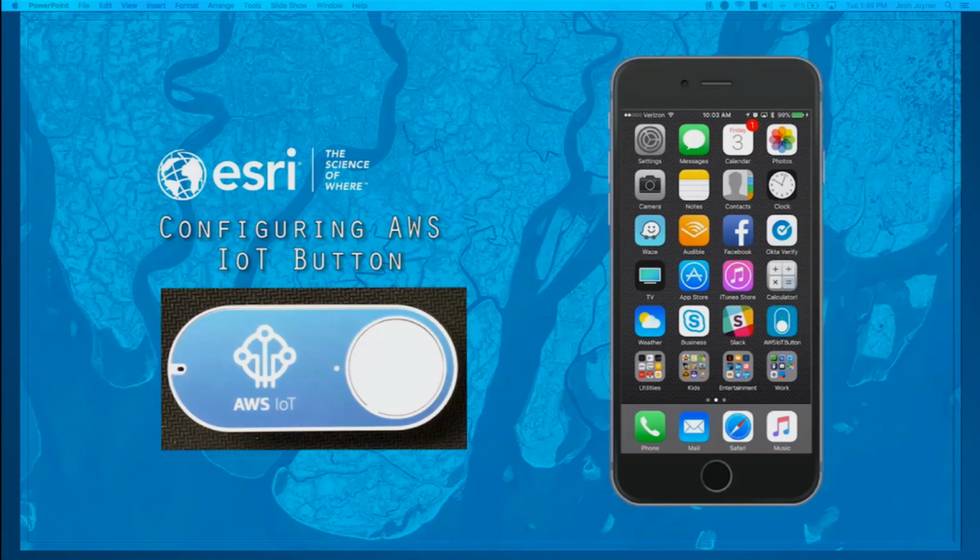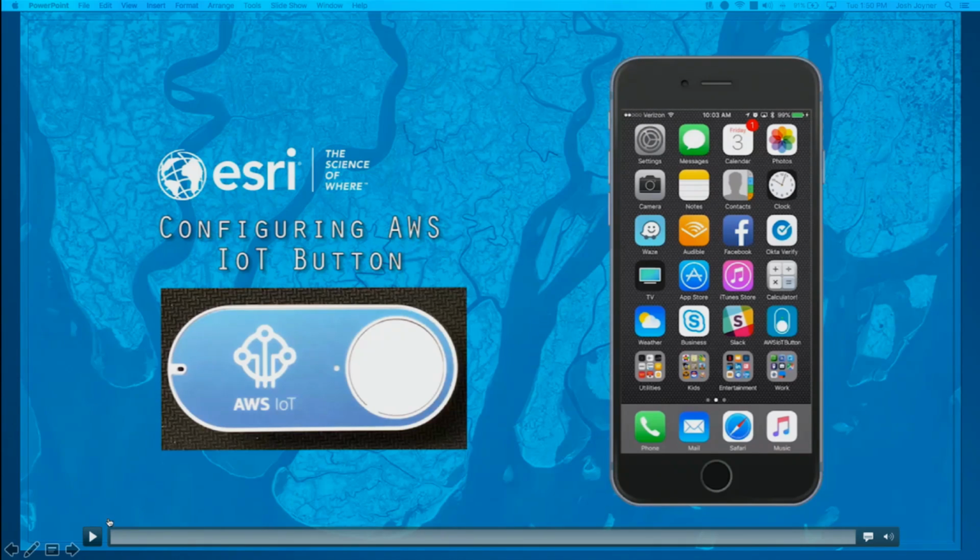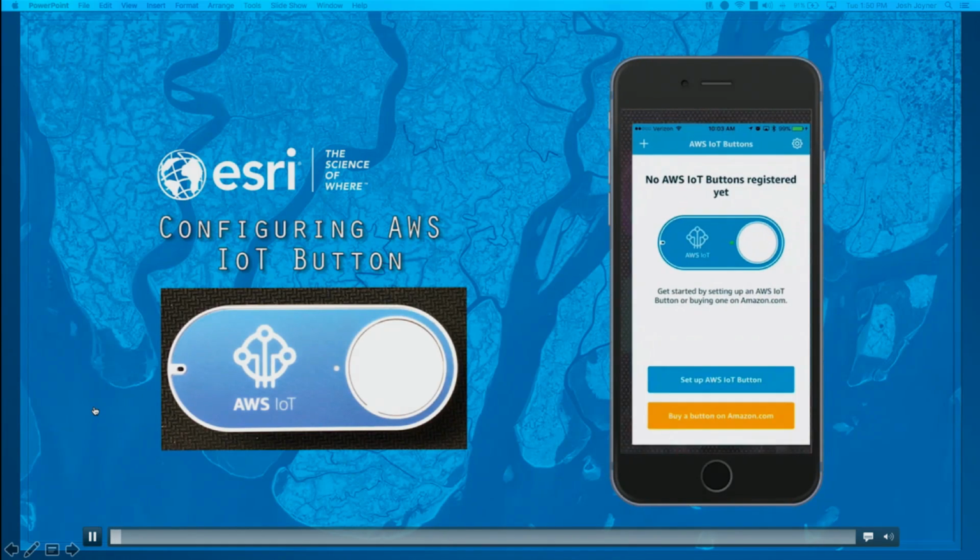So as with most things in life, there are easy ways to do things and hard ways to do things. I happen to be a fan of the easy way whenever possible. So rather than configuring the devices entirely within the Amazon interface, they've actually created an app for smartphones that'll do a lot of the programming for you. So we're going to kind of follow through that. I'll talk through what's happening here.